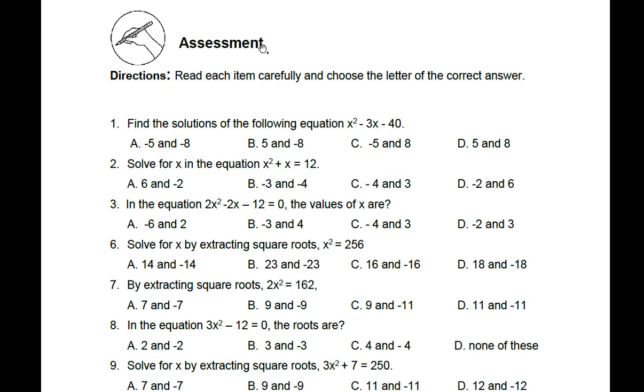Did you learn anything from the lessons? I'll just tackle these one by one, but I will not answer them. Read each item carefully and choose the letter of the correct answer. Number 1, find the solution of the following equation. We're going to find the solution or find the roots.